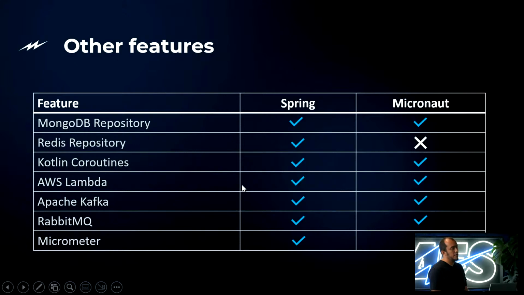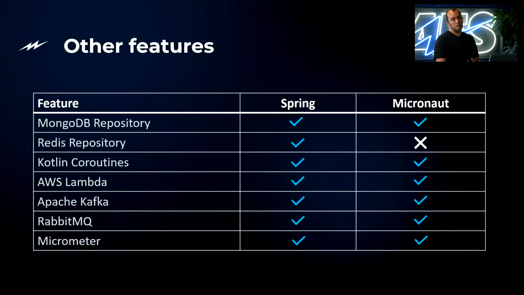Okay, cool. So here we have other features to compare in both frameworks. The first one is the MongoDB repository. So in both, you have this implementation. In Micronaut, I think it is maybe 4 or 6 months old, so it's a new feature. Redis repository, we do have it in Spring, but we don't have it in Micronaut. But of course, you can use Redis in Micronaut, but maybe you need to import the Lettuce dependency, and you will need to write more code, but it's going to work. It's possible.